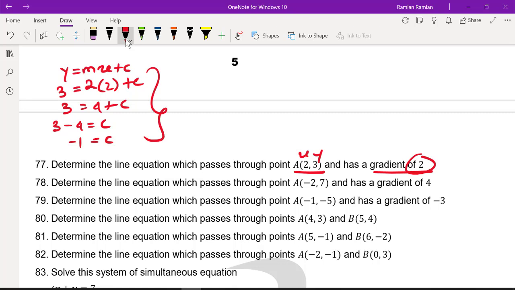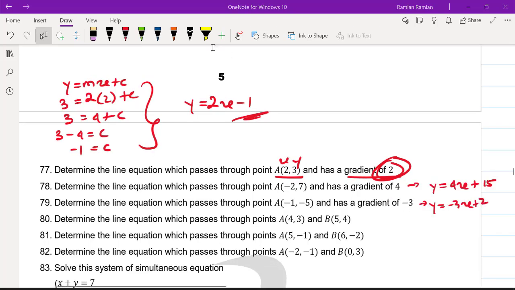And then, which means that the line equation will be y equals, because we know that the m or the gradient is 2, so it's just 2x, and then since we already know that c is negative 1, so there'll be just 2x minus 1. That's it. Okay, I'm going to show you the answer for number 78, 79. Okay, so these two are the answers for number 78 and 79. You can check it by yourself.